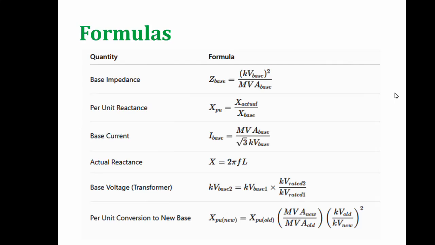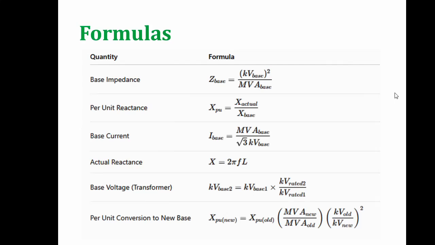Here, in a power system, we have different components. All the components are working at different voltage levels, so we have to go for voltage conversion. The voltage conversions for different base voltages can be done based on the transformer rating.